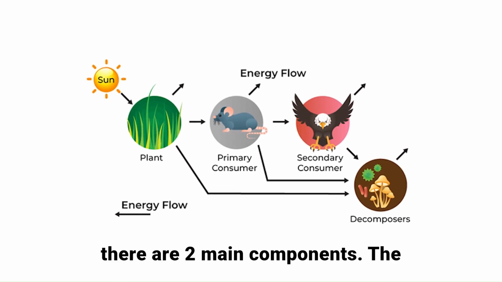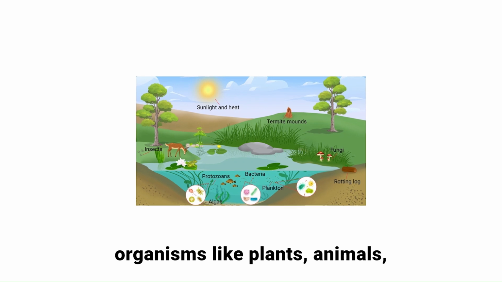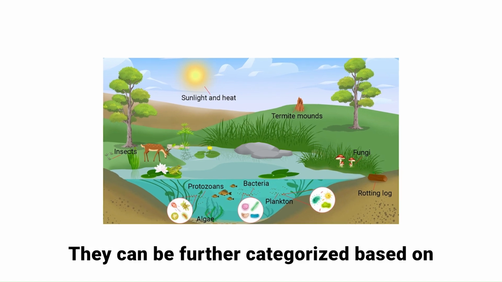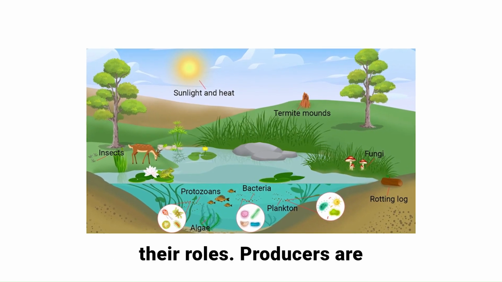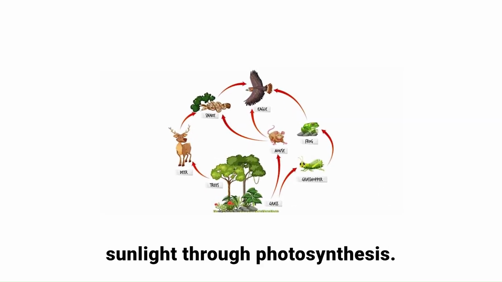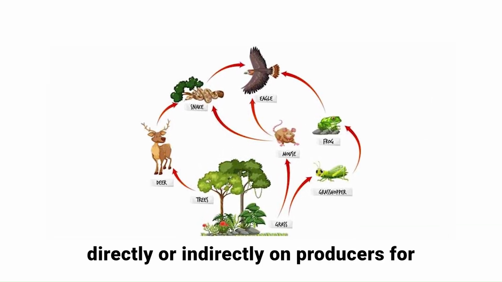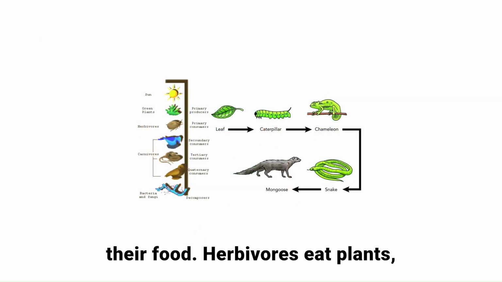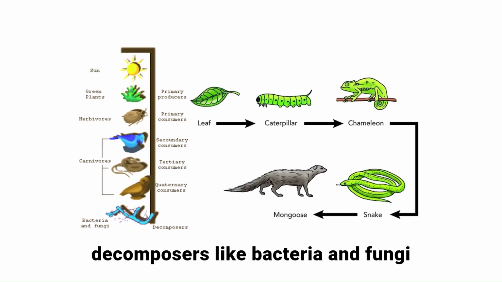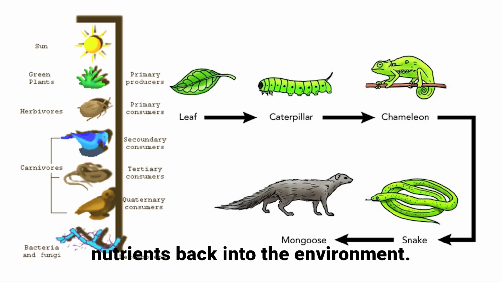In any ecosystem, there are two main components. The biotic components include all the living organisms like plants, animals, microorganisms, fungi, and so on. They can be further categorized based on their roles. Producers are organisms like green plants and algae that prepare their own food using sunlight through photosynthesis. Consumers are animals that depend directly or indirectly on producers for their food. Herbivores eat plants, carnivores eat other animals, omnivores eat both plants and animals, and decomposers like bacteria and fungi break down dead organisms and recycle nutrients back into the environment.